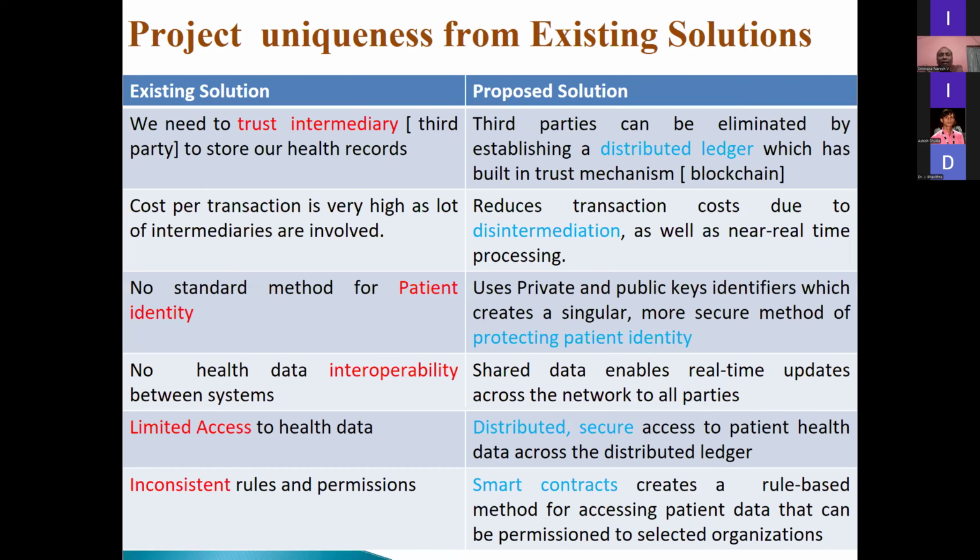It should be operated anywhere. That is called interoperability. And next is limited access to health data, but because here this is distributed, there are many nodes, so that we will have a wonderful distributed ledger. The access should be high, and there are no rules or permissions there, but here through smart contract we will give permission or access to specific persons only. So that is called privacy. We cannot open your health records to all the people.